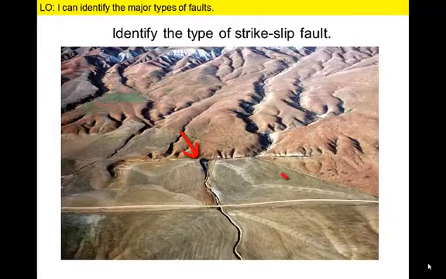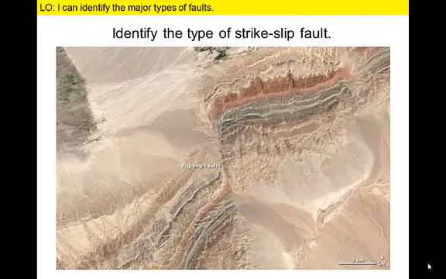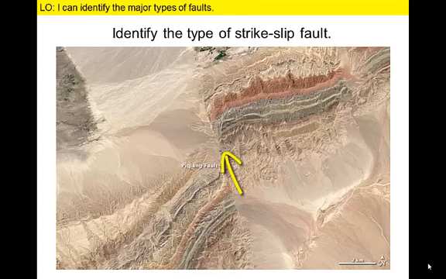Is this stream valley offset by a right or left lateral strike slip fault? In this case, you'll notice that the stream in the upper part of the image is offset to the right of the stream in the lower part of the image, making it a right lateral fault. This is the San Andreas fault. Okay, last one, we promise. Are these colorful layers of rock offset by a right or left lateral strike slip fault? If you were to walk to the end of one of these colorful layers in the lower part of the image, you would have to turn to your left to see the same layer in the upper part of the image. Consequently, this would be a left lateral fault.